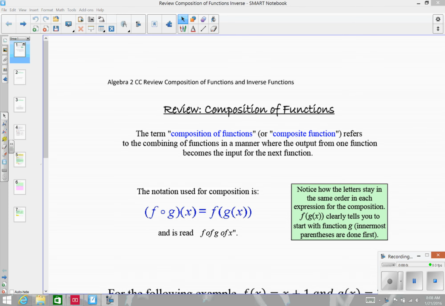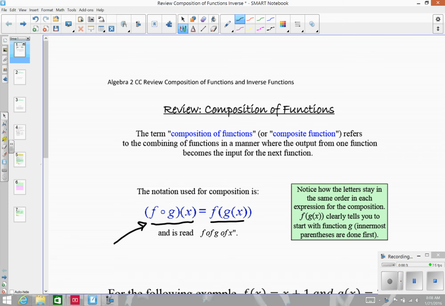Hello everybody, today we're going to do a review of composition of functions and inverse functions. First we're going to tackle the composition of functions, and remember you are going to see notation like this. This is how I would read this part here. F of g of x. Two different notations, you can see it this way or this way. They both mean the same thing.